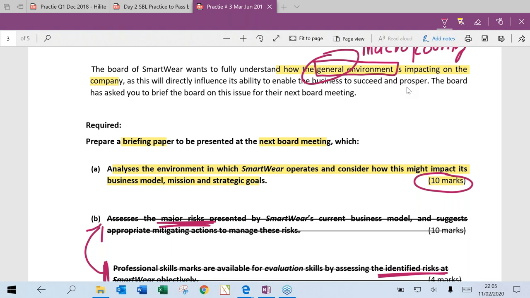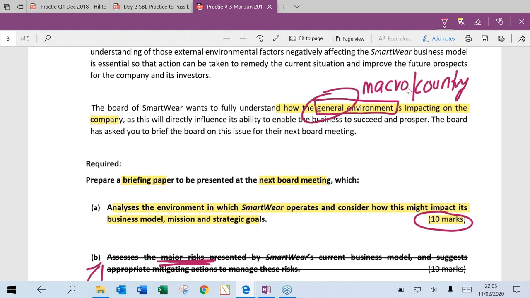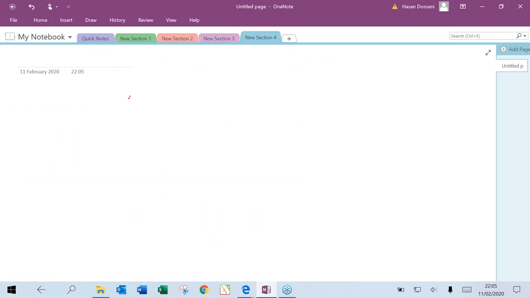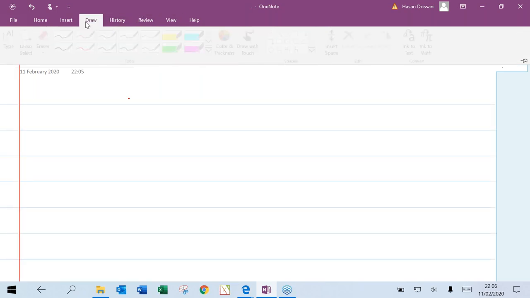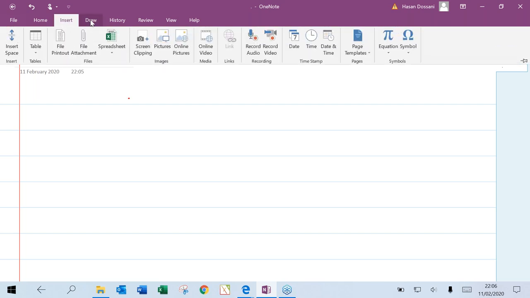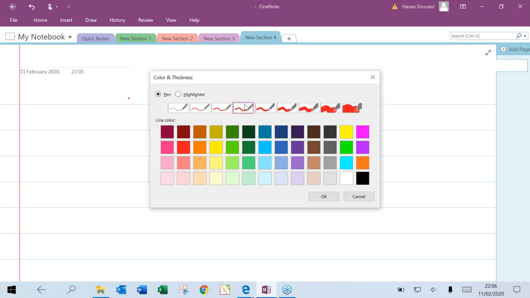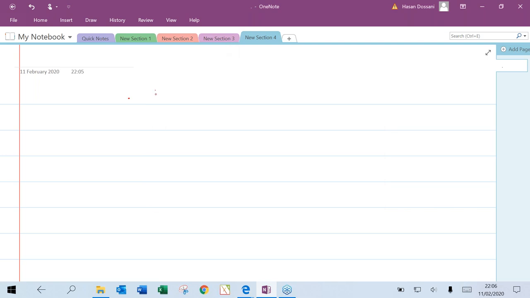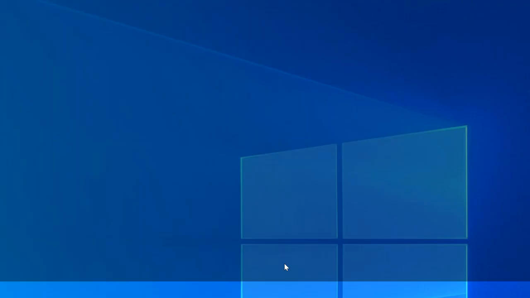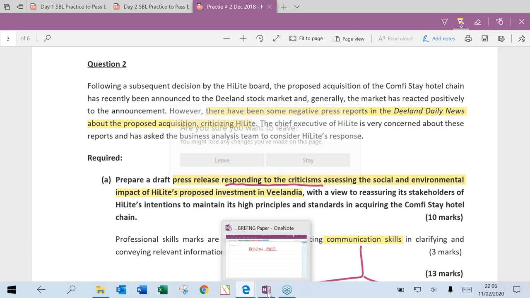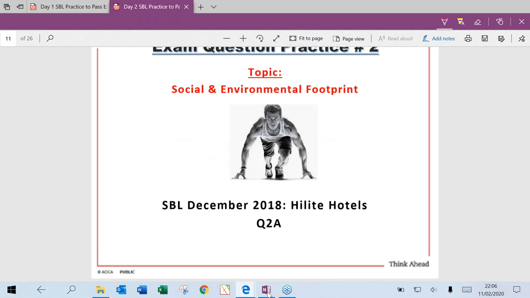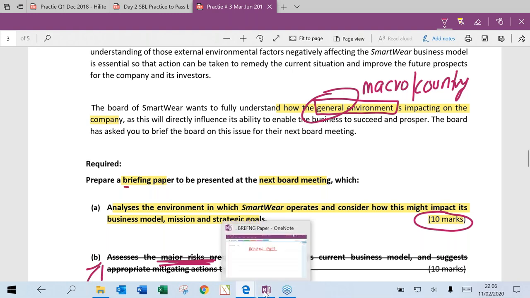Right, so we need to apply PESTLE. Now, what's the format here? Briefing paper. Do you know the format? I expect you to know the format. You will skip the heading. Is it briefing notes or briefing paper? It's a briefing paper, so let's stick to the wording the examiner has used.